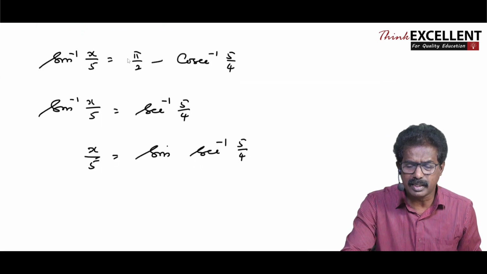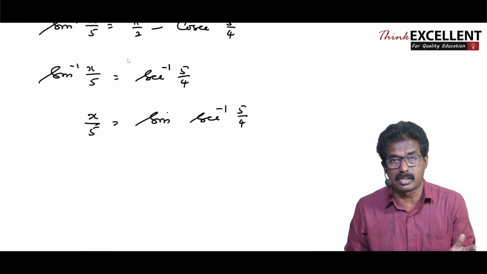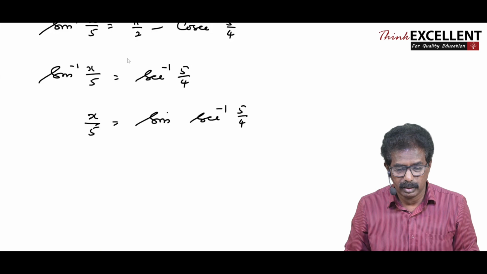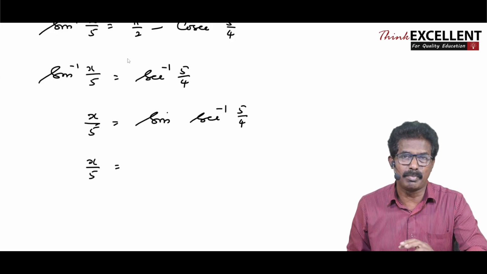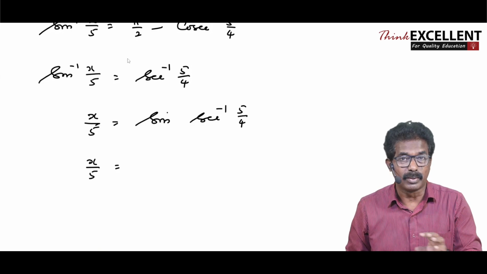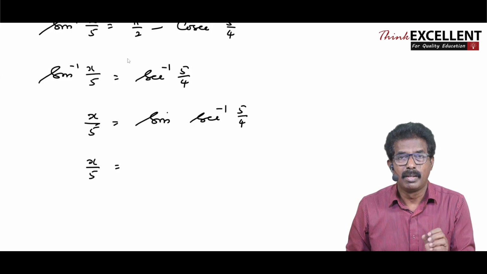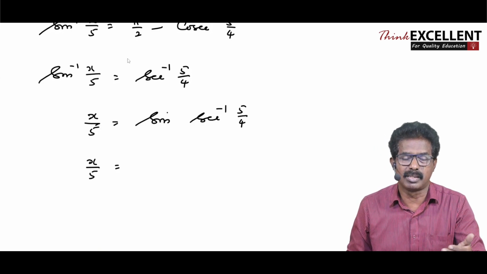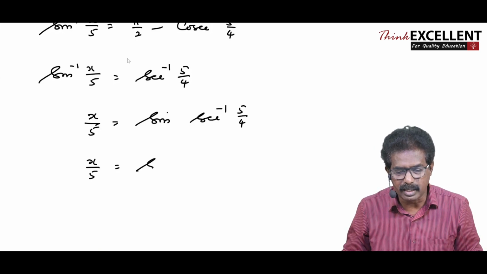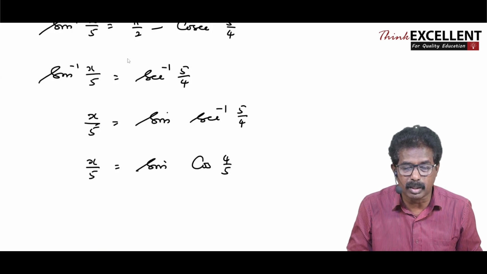If you don't like secant, you can convert it into cos, just take the reciprocal, because some students like sine, cos, tan. Many students don't like trigonometry itself, but you cannot leave it, it is a very important area. But some areas you can make so simple. Secant can be converted into cos, just by taking the reciprocal. So sine of cos inverse 4 by 5.